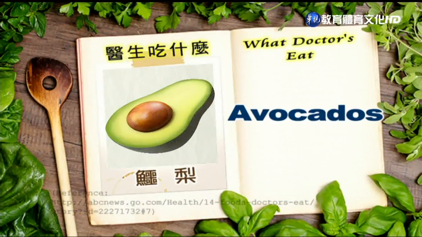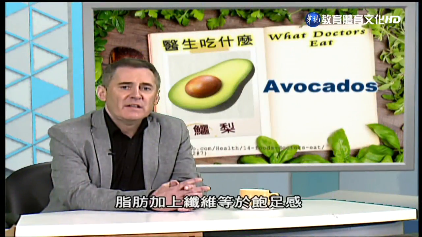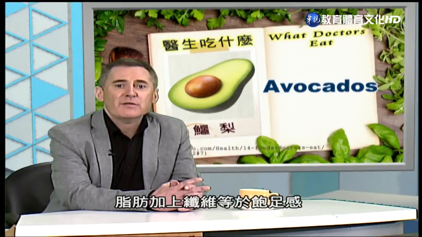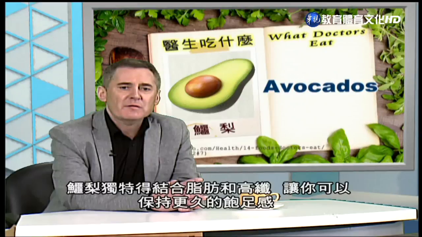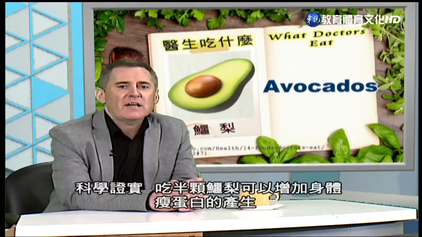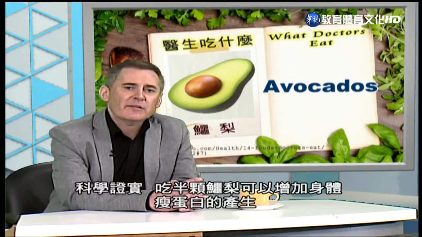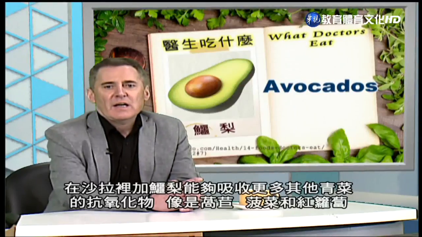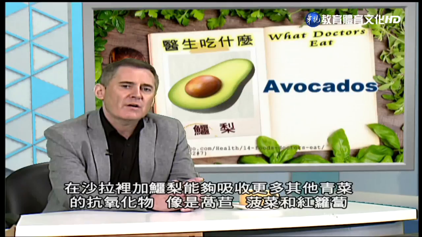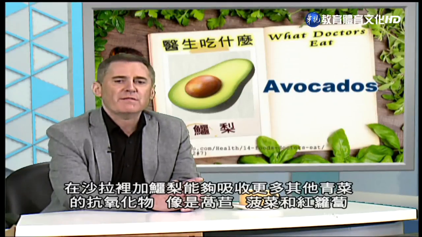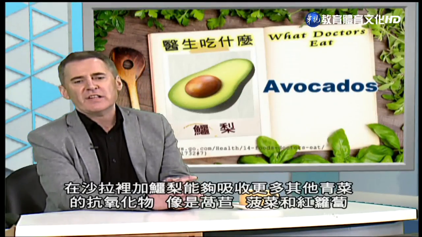Number twelve, avocados. Fat and fiber equal appetite suppression. Avocados' unique blend of fat and fiber makes you feel full longer. Eating just half an avocado is scientifically proven to increase your production of leptin. Adding avocado to salad can boost your absorption of potent antioxidants found in other salad staples such as lettuce, spinach, and carrots.